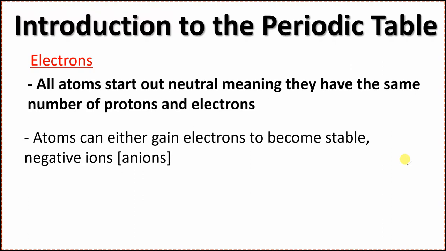And atoms can gain electrons to become stable. So you've got to picture they're gaining something negative. That's why we're getting negative ions. And the fancy name for a negative ion is an anion.